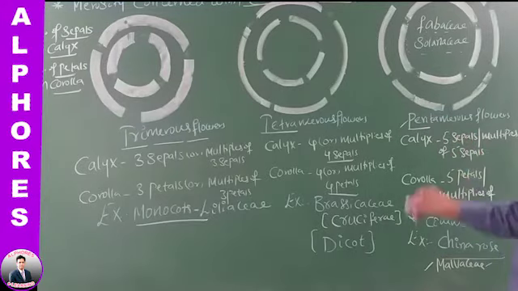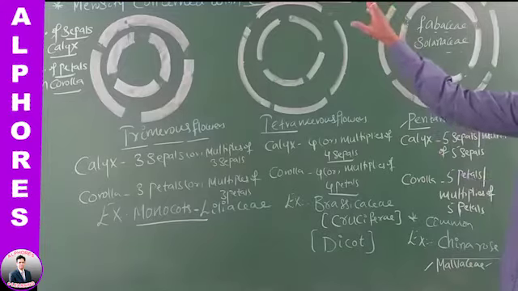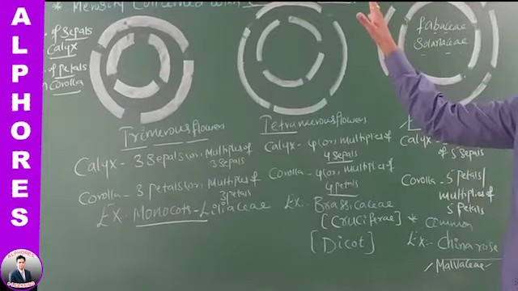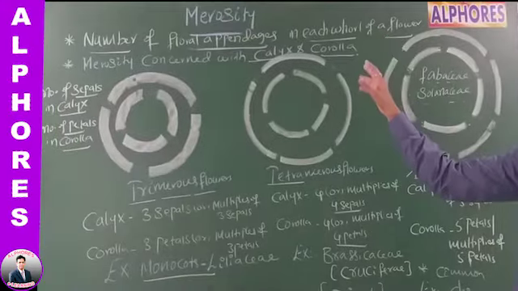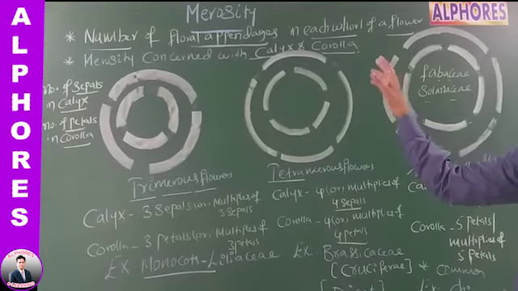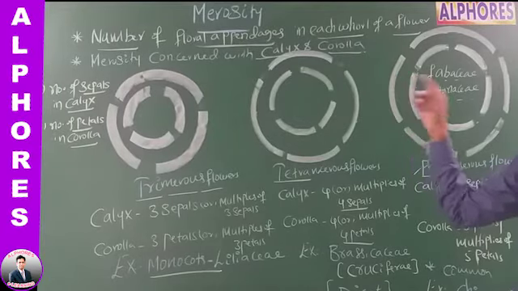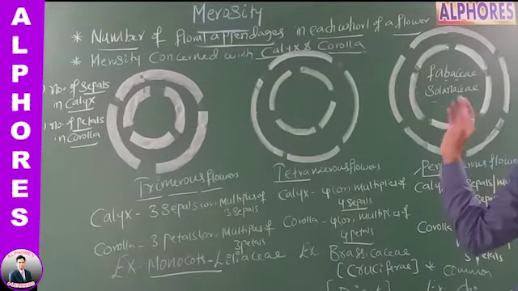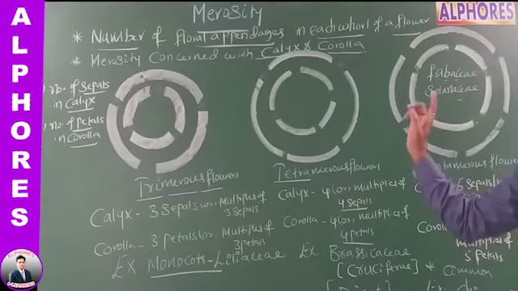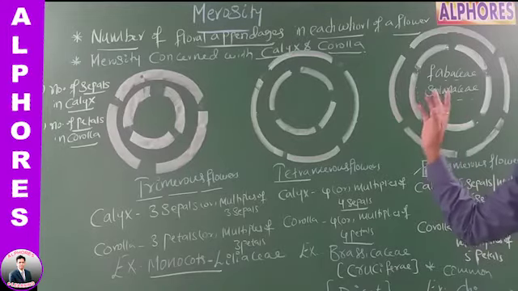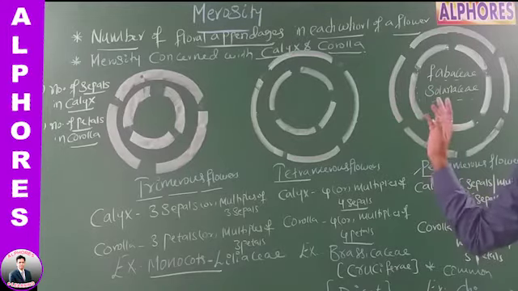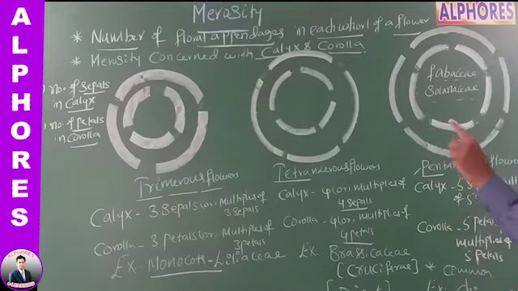In these three families, which type of flowers are present? Pentamerous flowers are present. This is about merosity. Therefore, merosity means what, sir? Number of floral appendages present in each whorl of a flower. Merosity is concerned with what, sir? Calyx and corolla. It means how many sepals are present in calyx, how many petals are present in corolla. Now you tell me, sir, merosity is concerned with calyx and corolla. Yes or no?